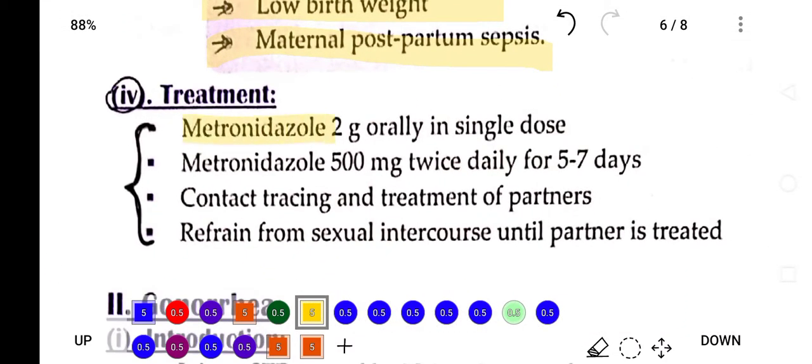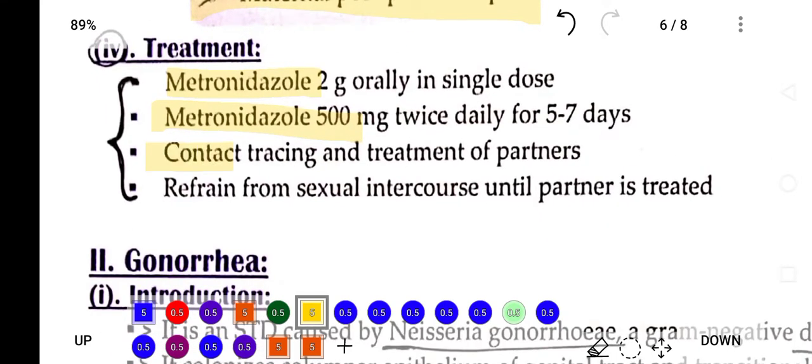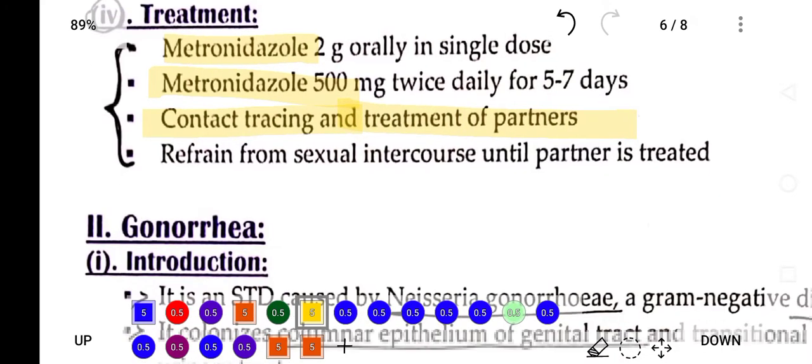Treatment will be metronidazole, clindamycin, and other antibiotics should be given. Contact tracing should be done and the partner should be treated, and then the patient should refrain from sexual intercourse until the partner is treated. In this way, we can manage this disease.